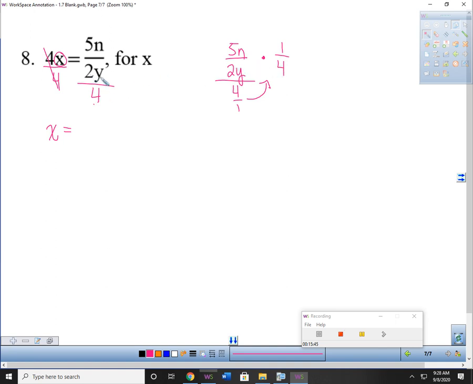So the 4 would have been times the 2y to give you 8y, right? 5n times 1 gives you 5n, and then 4 times 2y gives you 8y. So next time, if you divide by just a number, you can just multiply it times the bottom right there. The top will stay the same.